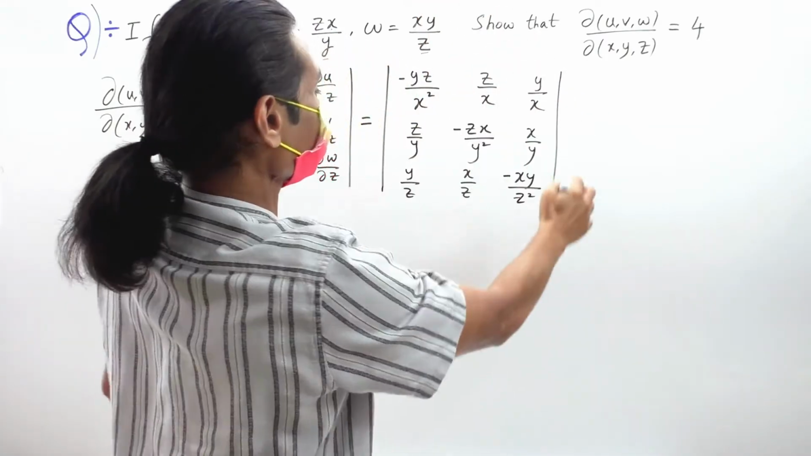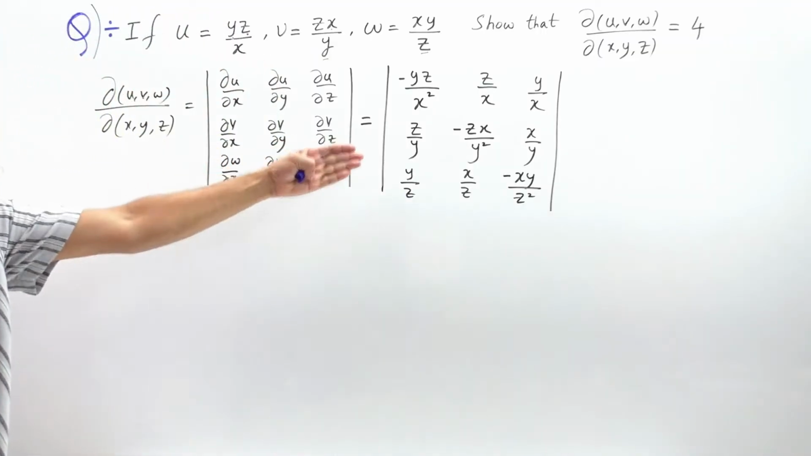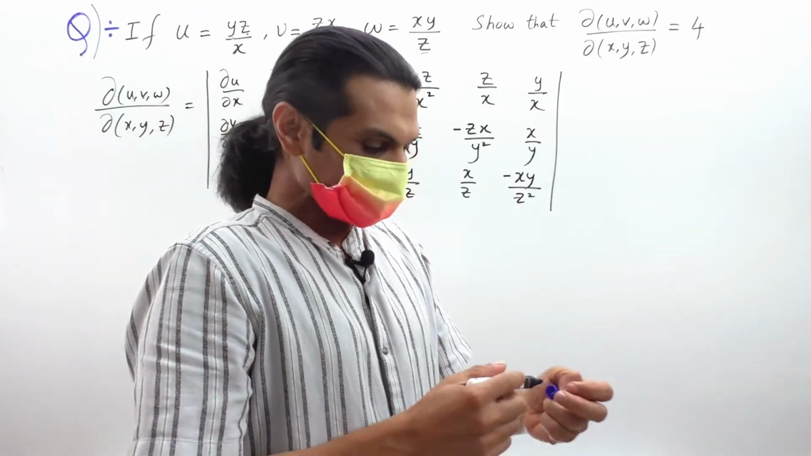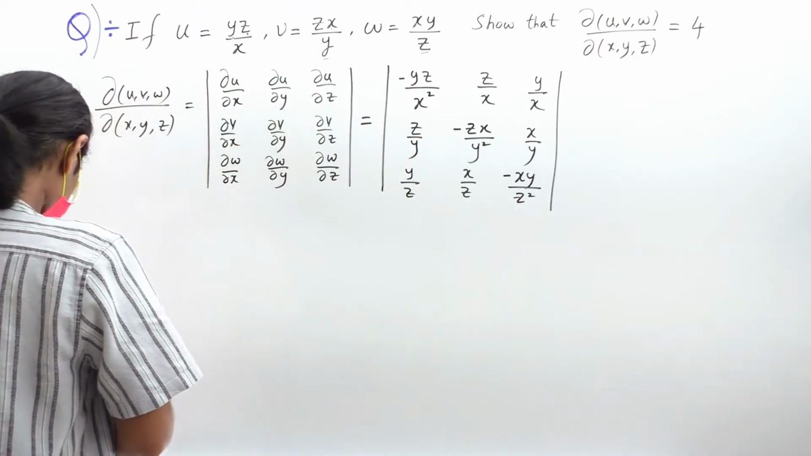Beautiful. So, we have this determinant here, the Jacobian with all the partial derivatives. Now, let us solve this, and to solve this will be what?